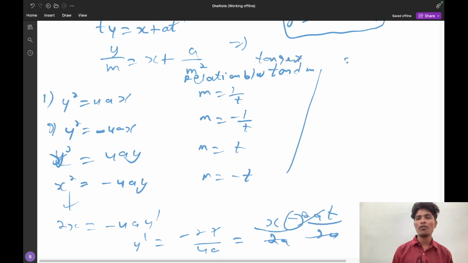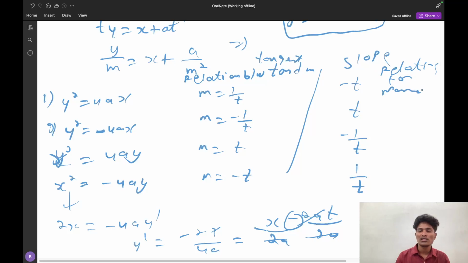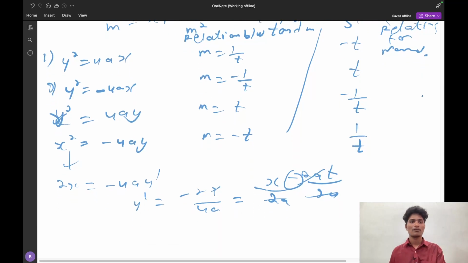In terms of the normal slope, this is changed completely. In terms of slope, it will be opposite. That is, for 1 by t, what do you have to multiply in order to get minus 1? That is minus t. Here you will get t. Here you will get minus 1 by t. Here you will get 1 by t. So these are the relations for the normal. So simply when the slope format and parametric format are written for the tangents, just replace those things with these things. That is the relation between m and t. Yes.